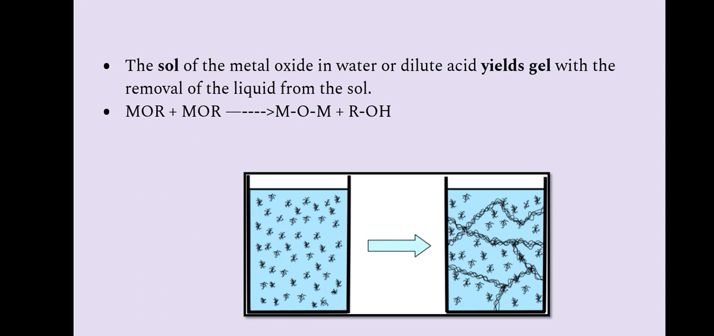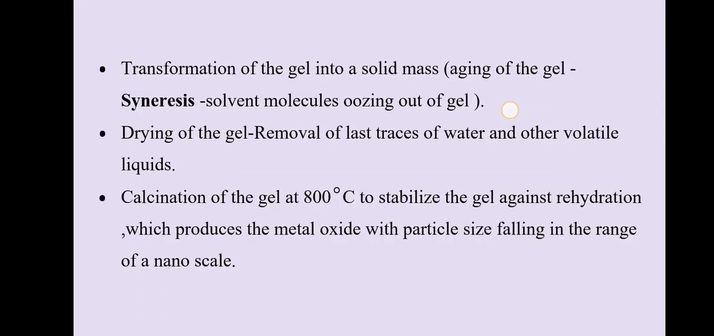In this step, MOH, which is the product of the first step, reacts with the metal alkoxide again to get a product known as metal alkoxide gel, that is MOM. In this step, a sol is converted to gel. So this step is also known as the polycondensation step. And once the gel is formed, the gel is then transformed to a solid mass by the process of syneresis. Syneresis means aging of the gel, where the solvent molecules ooze out of the gel. Actually, this syneresis takes up to 7 days to happen.